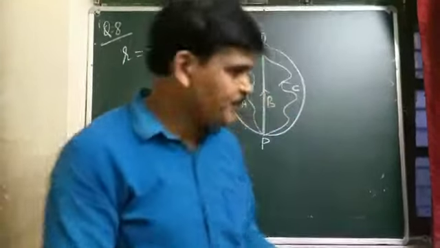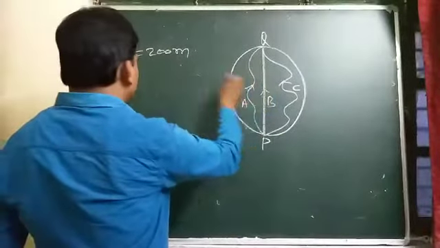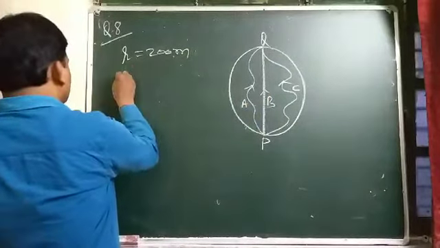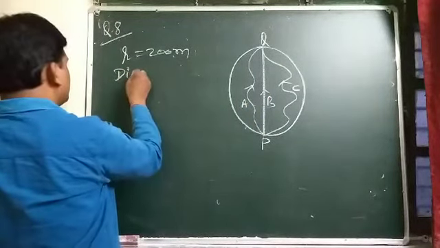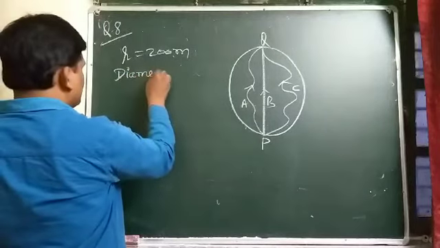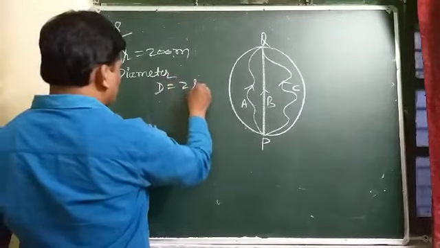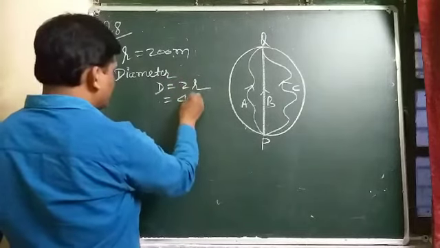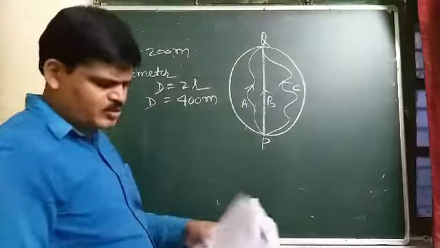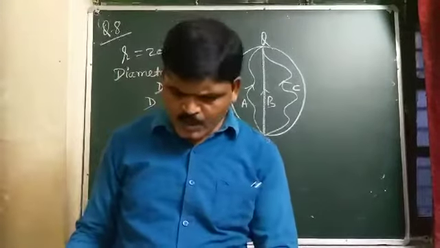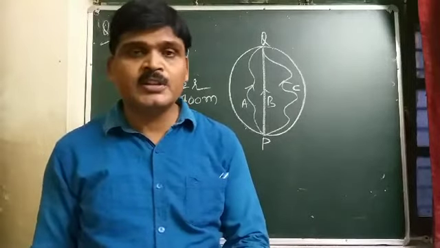And student, so radius of this circular path, that is what given? 200 meter. So diameter of circular path, D comes out to be what? 2 times the radius, that is 400 meter. So diameter of this. And first question, what is the magnitude of the displacement vector for each?